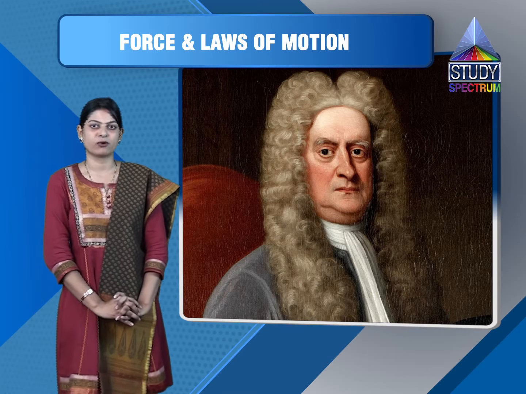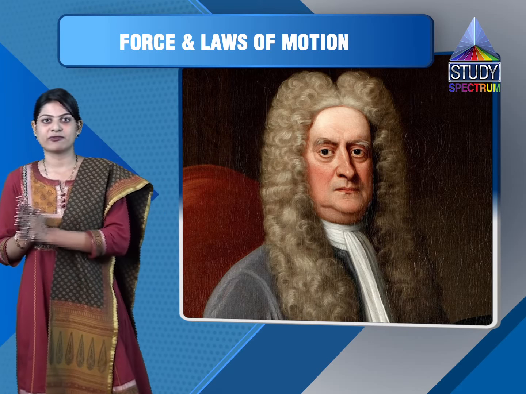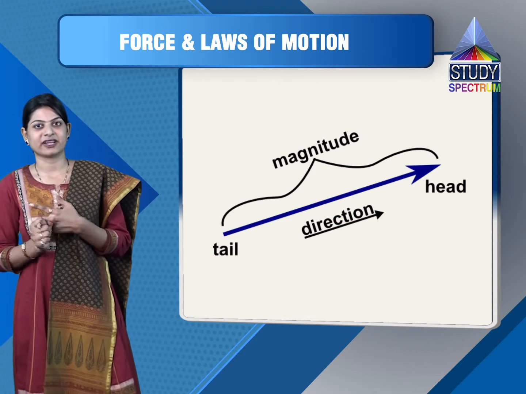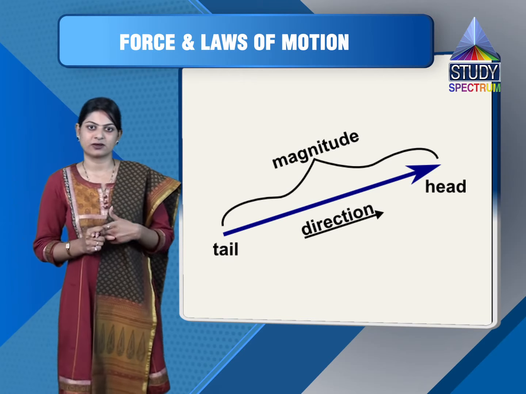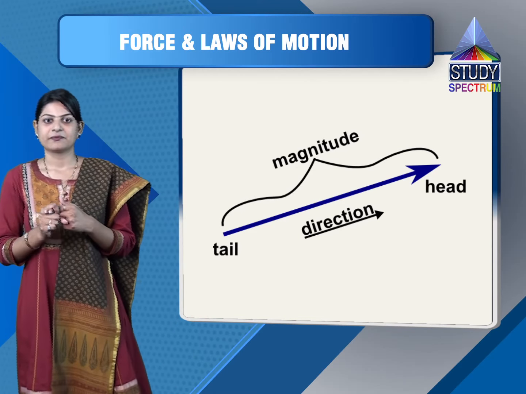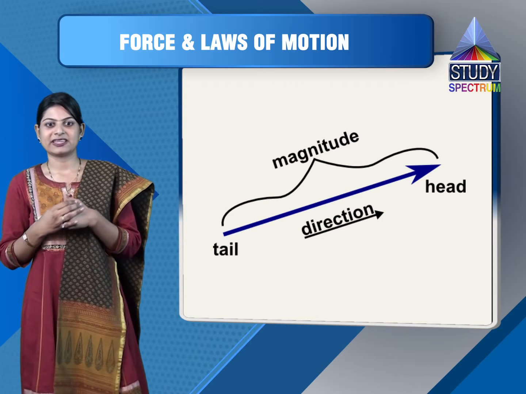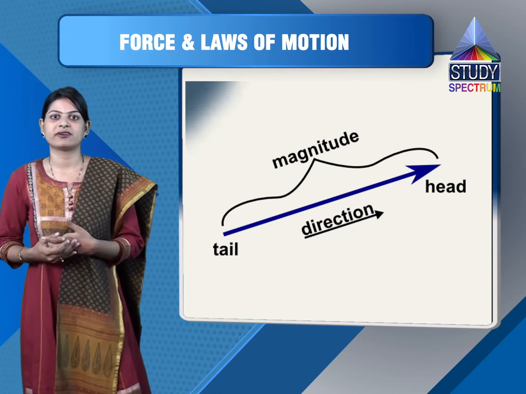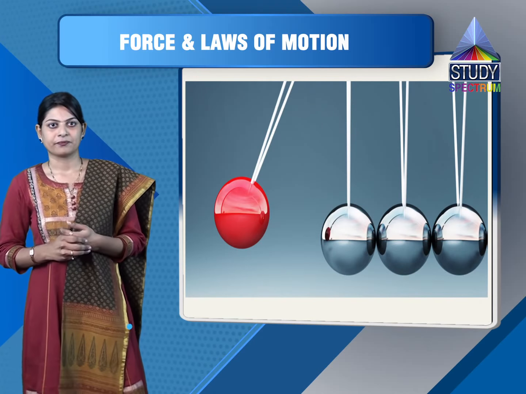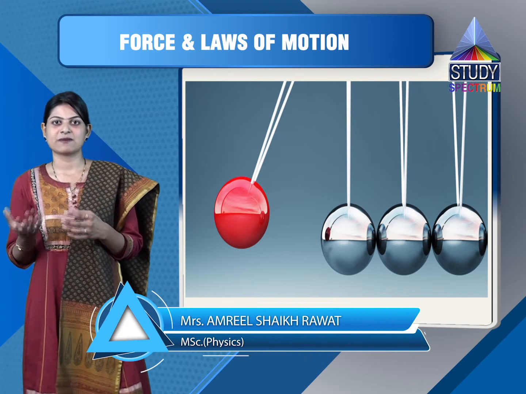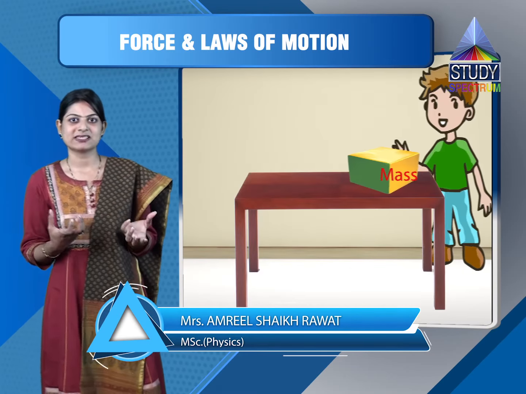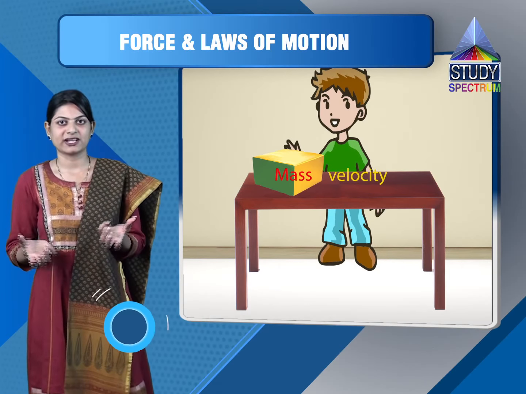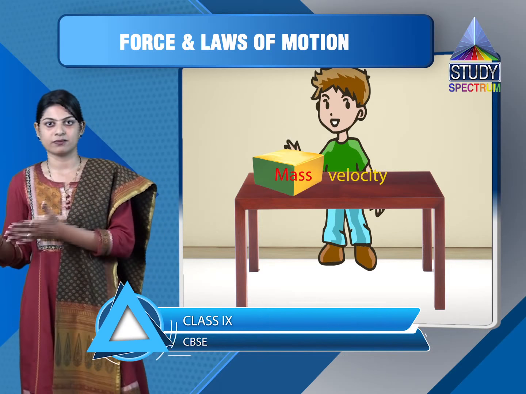Now, if we talk about force, we can describe force with two things: the magnitude as well as the direction. So we can say force is a vector quantity. Similarly, the second law of Newton consists of a force part and a new quantity known as momentum. Whenever force comes into the picture, we think about mass and velocity. Mass and velocity of an object can change the motion of an object.